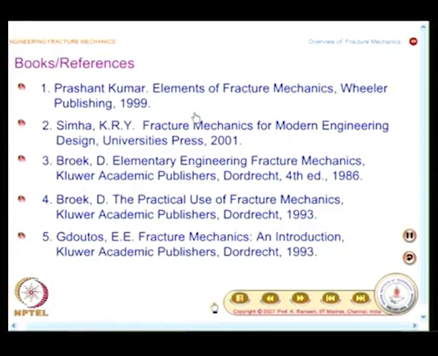for your convenience. And there are many other books, the book by Professor Simha from IIT Bangalore. This focuses more on conceptual development, and the mathematical rigor is consciously avoided to drive home the basic tenets of fracture mechanics. And you have the very famous book by Broek on elementary engineering fracture mechanics. This was originally published by Kluwer Academic Publishers, now it is taken over by Springer Science and Business Media.